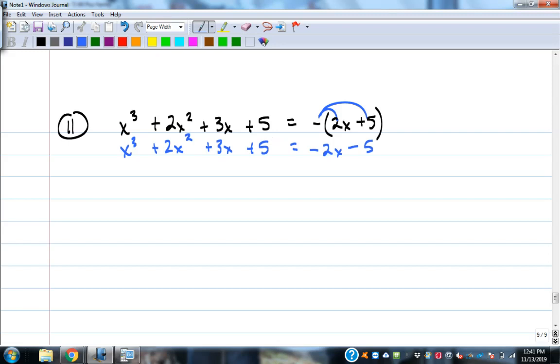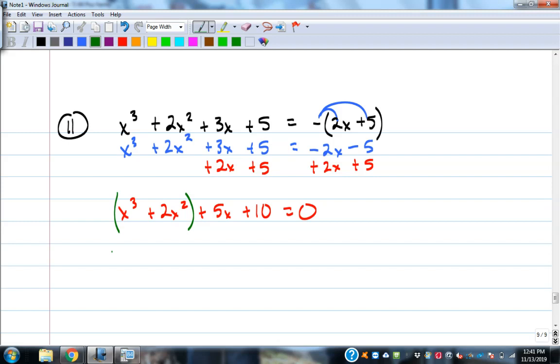Now what? Yeah, add the 2x and add the 5 to get the like terms together. So now we have x cubed plus 2x squared plus 5x plus 10 equals 0. Grouping, yeah, because it's got how many terms? 4 terms tells us to group. It's in descending order. There's not a GCF for the whole problem. So we're grouping first 2 together.